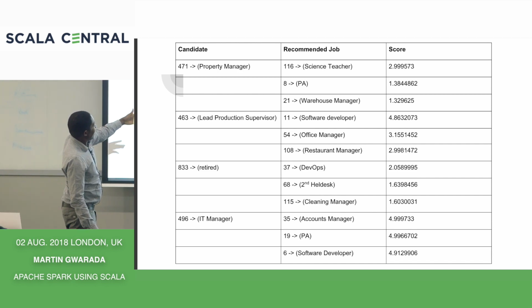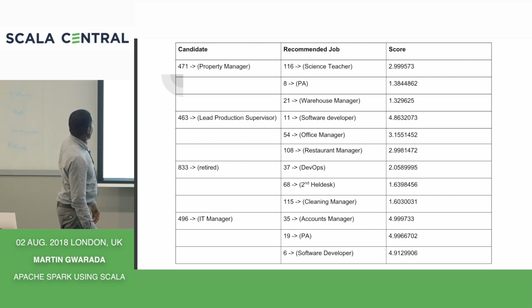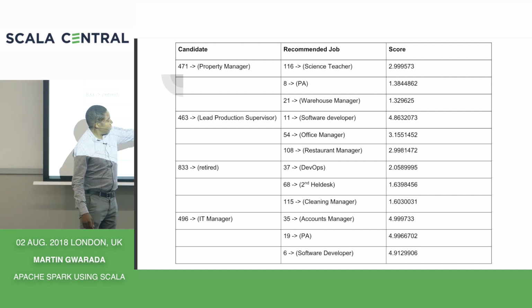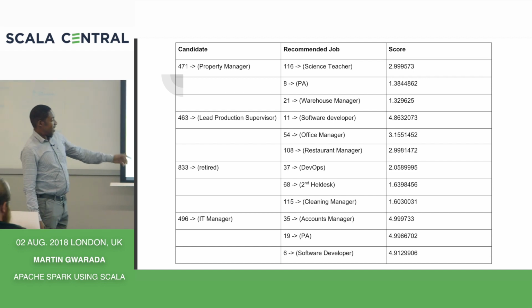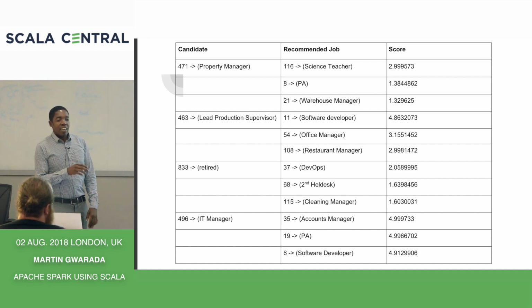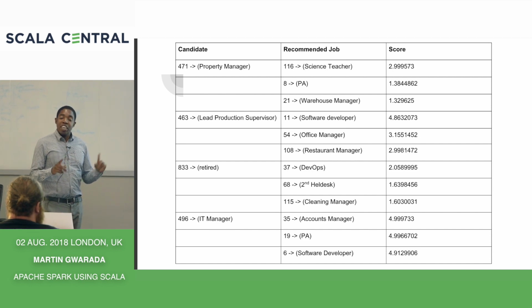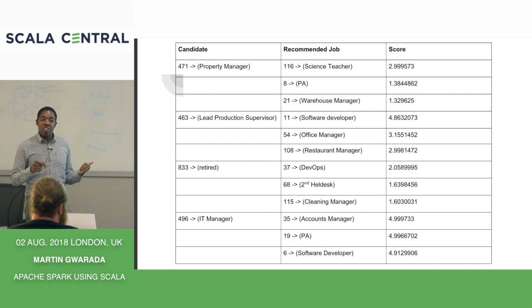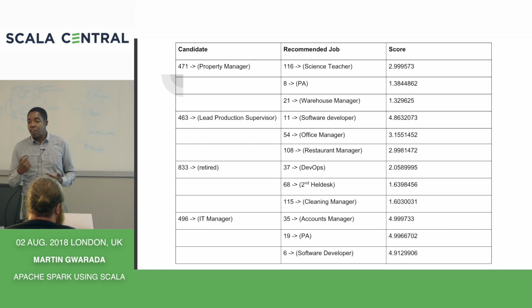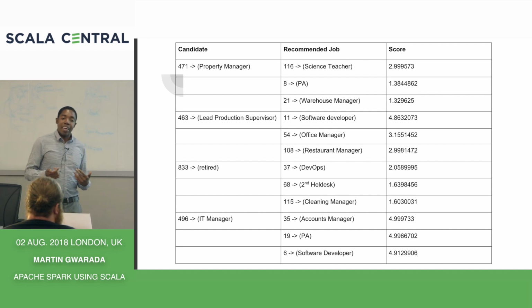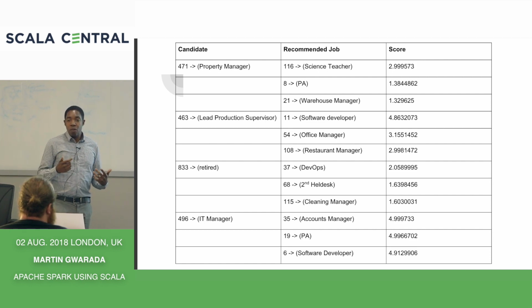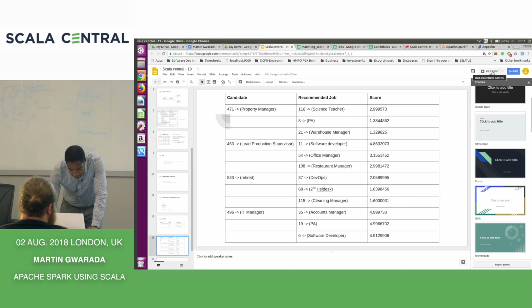Lead production supervisor, software developer, someone who's retired. I think maybe that person might have been in IT or something. Says DevOps or second help desk, IT manager. But you can tell from my results that some of them are not quite as good. It's mainly also because my RMSE is not good enough. So the conclusion to this is that I need to use a different model or a different algorithm, or it might mean that I would need to combine a few algorithms together to find a model for my problem. If I just quickly show you the code and explain the code.